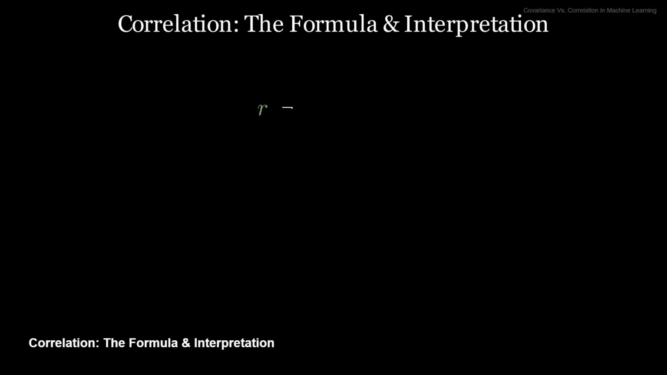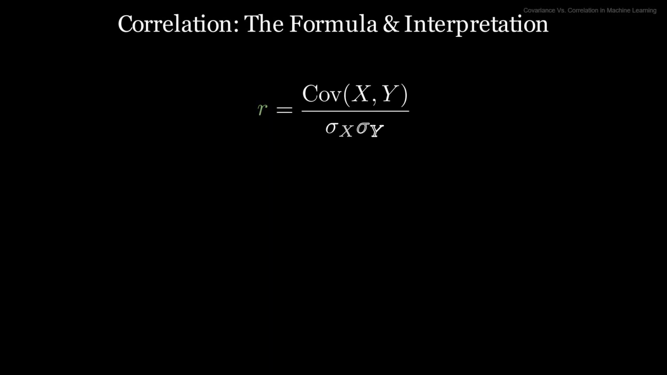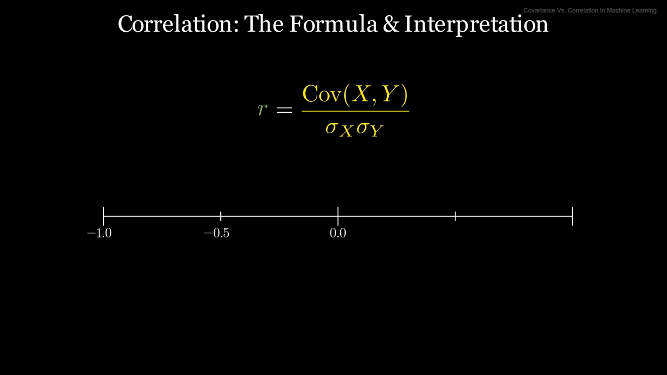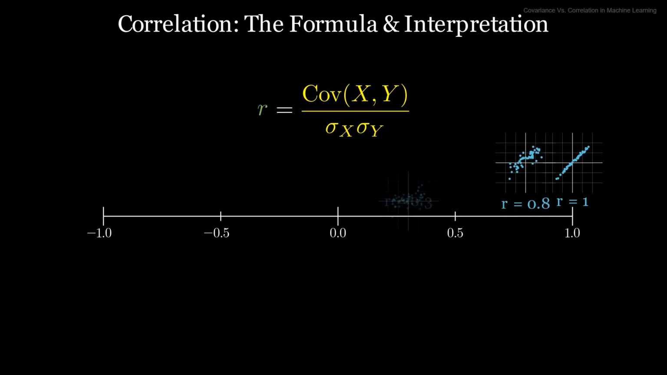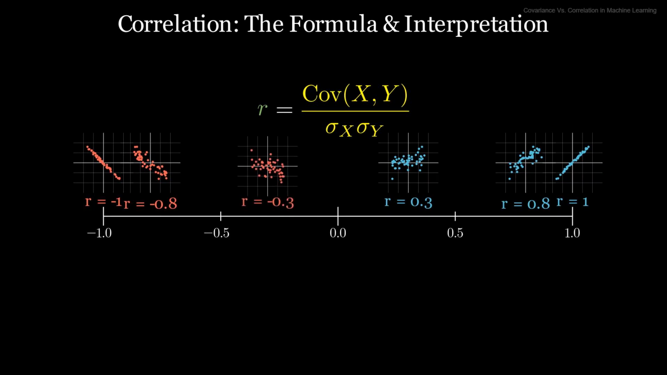The most common type is the Pearson correlation coefficient, often denoted as r. Its formula is simple. It's the covariance of x and y divided by the product of their individual standard deviations. This standardization ensures that r always falls between -1 and 1, regardless of the variables' units. A value of 1 means a perfect positive linear relationship, -1 means a perfect negative linear relationship, and 0 means no linear relationship. Values closer to 1 or -1 indicate a stronger relationship, making r universally interpretable.